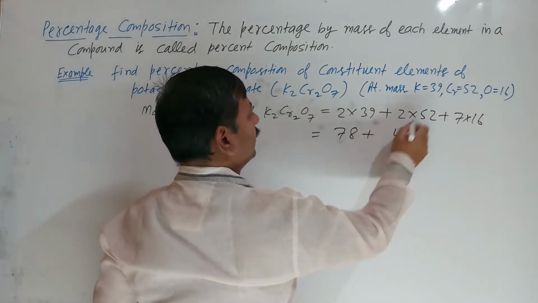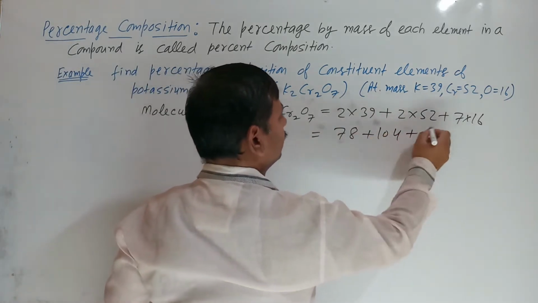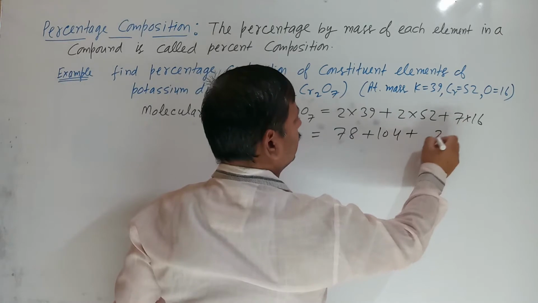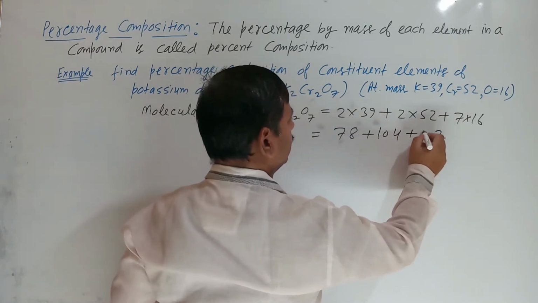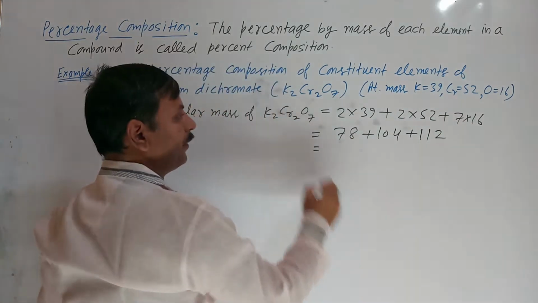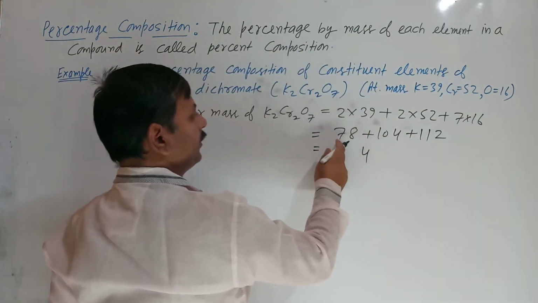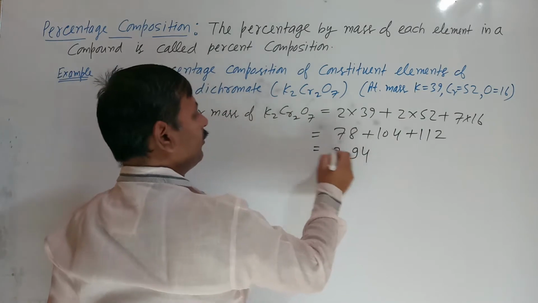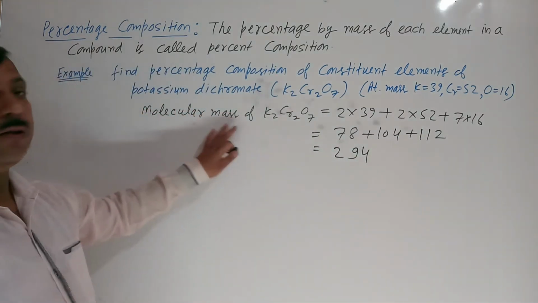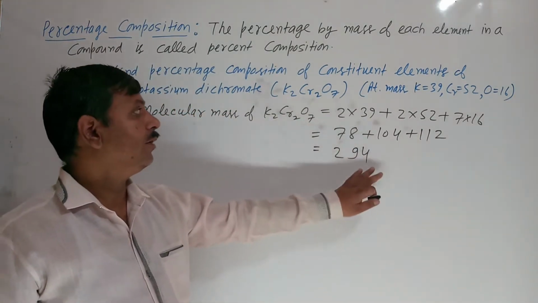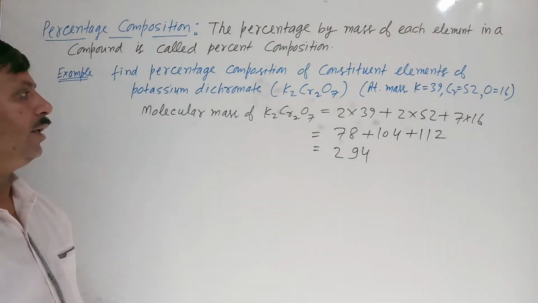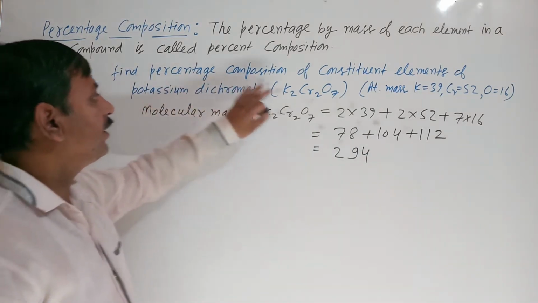78, 104, add it, it will come 294. Molecular mass of potassium dichromate will be 294. So find the composition of K.